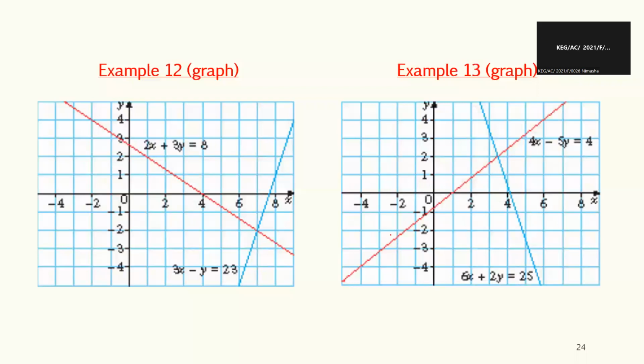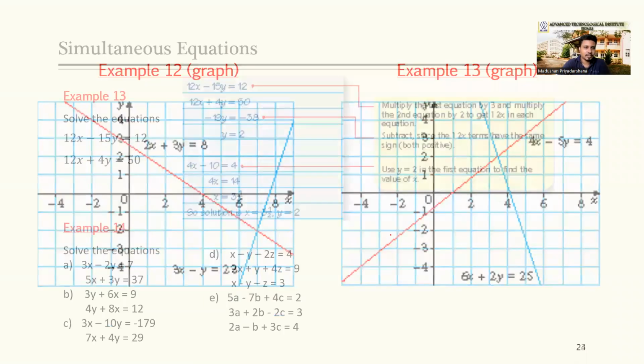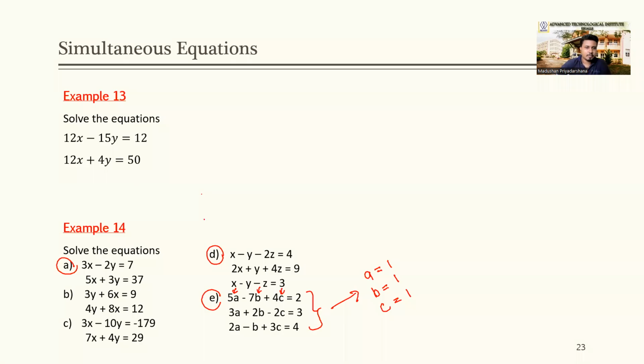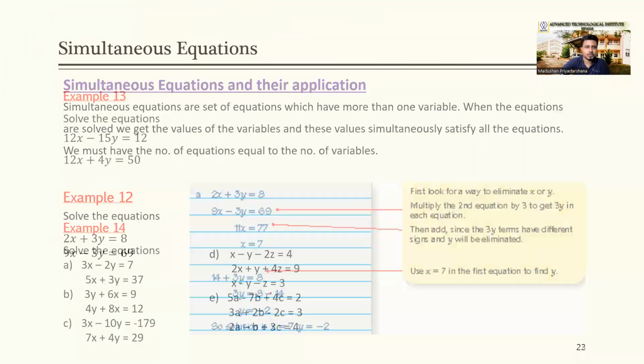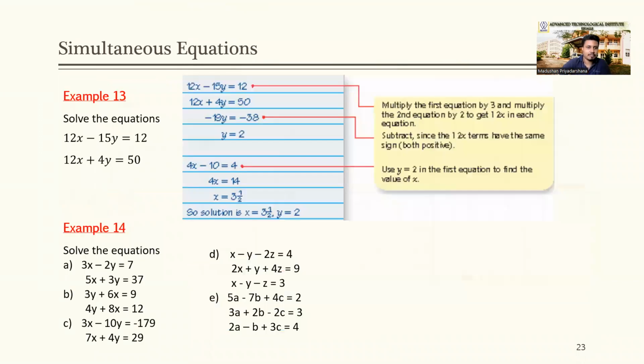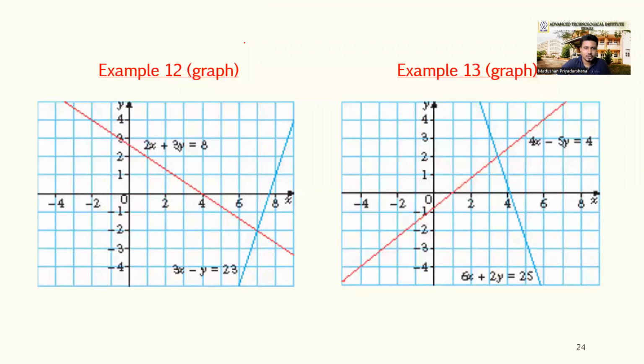So here, example 12. Example 12 means this one, right? In example 12, the answers we got were what? X equals 7 and y equals minus 2. Those are the answers we got for example number 12.